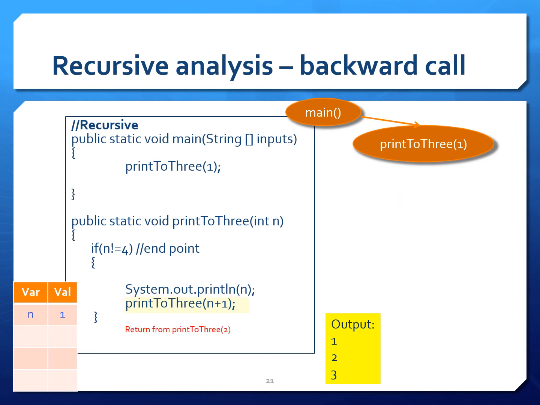Now, it just returned from print to 3 with input 2, and it is in the method print to 3 with input 1. From here, it goes back to the previous method, which is the main method, and the program ends.